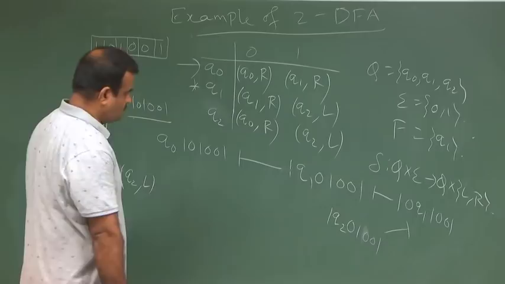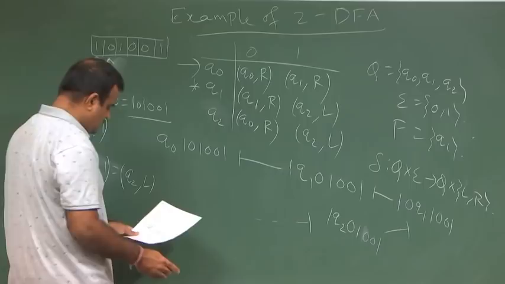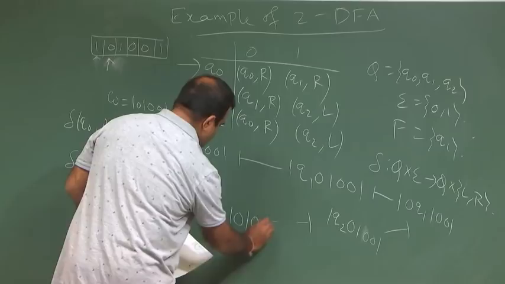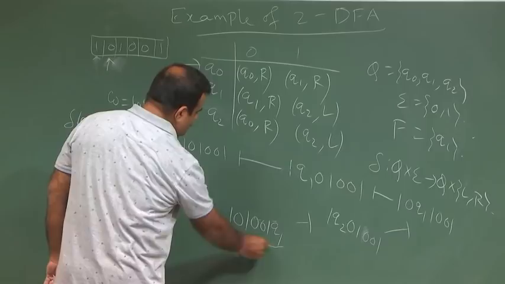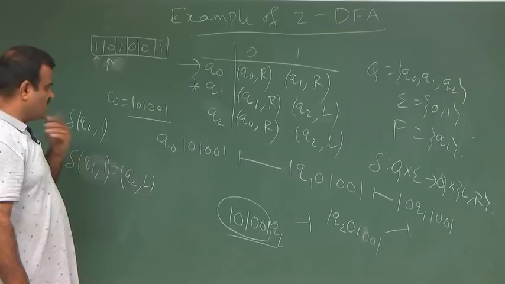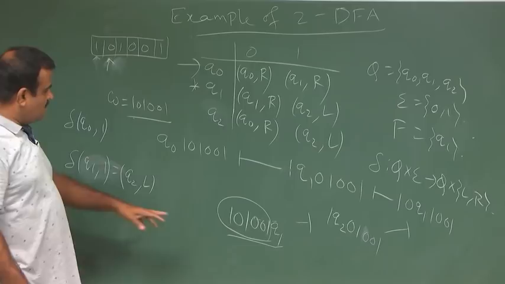If you continue like this, we will end up with 101001 Q1. You have to do a little more steps, and eventually we will reach this. That is all. We are reaching this position, which means this string is accepted. So, this string belongs to the language of M. This is one example where the string belongs to the language of this two-way automaton. Thank you very much.